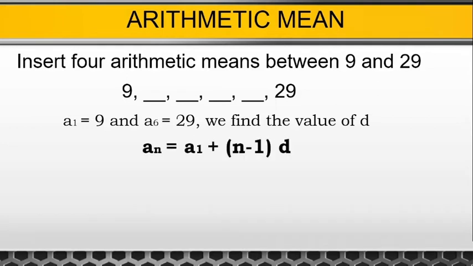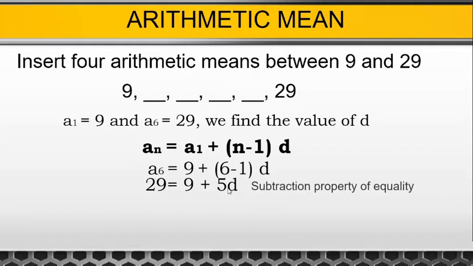We have to use the equation An is equal to A1 plus n minus 1 times d. Next is substitution. An is equal to A6, A1 is 9, and n is 6. So 6 minus 1 times d. The value of A6 is 29, which is equal to 9 plus 6 minus 1, which is 5, times the common difference d. By the subtraction property of equality, we can simplify this to 20 is equal to 5d.